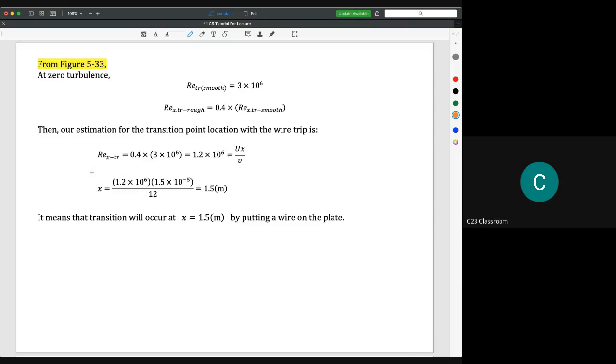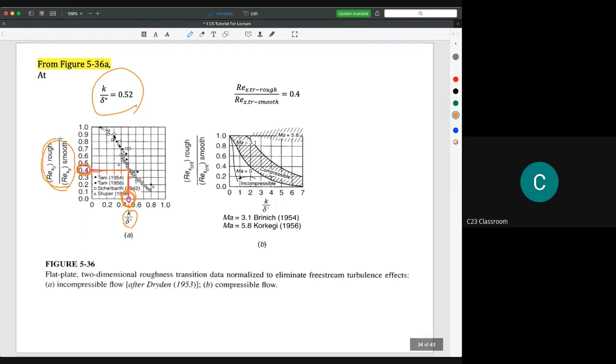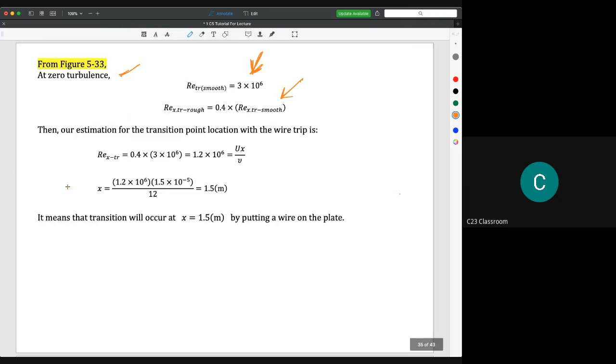So let's say at zero turbulence, meaning at normal condition, we assume that for a smooth one, the transition occurs at 3 times 10 to the power of 6. This is actually referred to Figure 5.33. Then we could calculate the Reynolds number of rough by using this equation. This is actually the ratio of these terms, because the value of smooth one is given from another table. So we could substitute into the equation here, and then we could get the Reynolds number for the rough one.